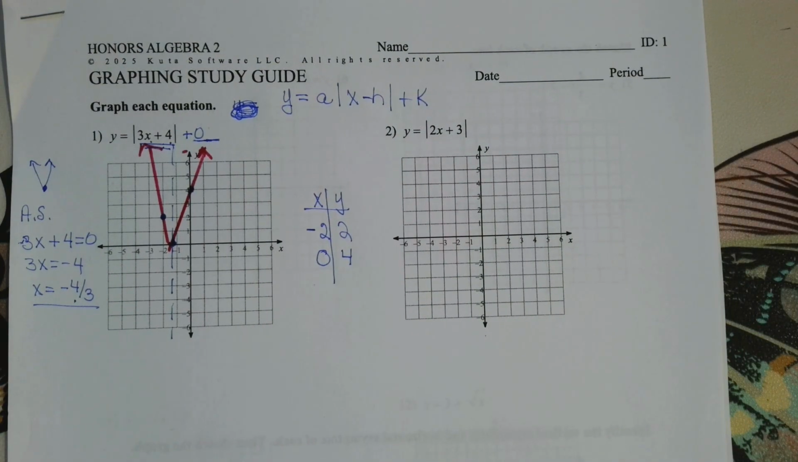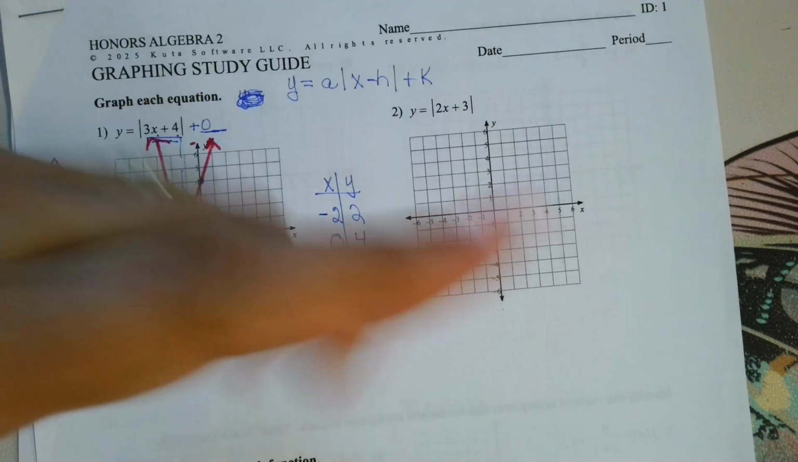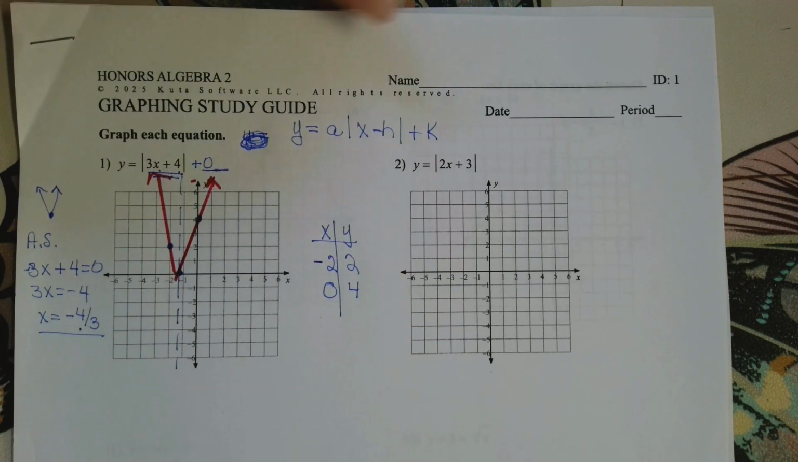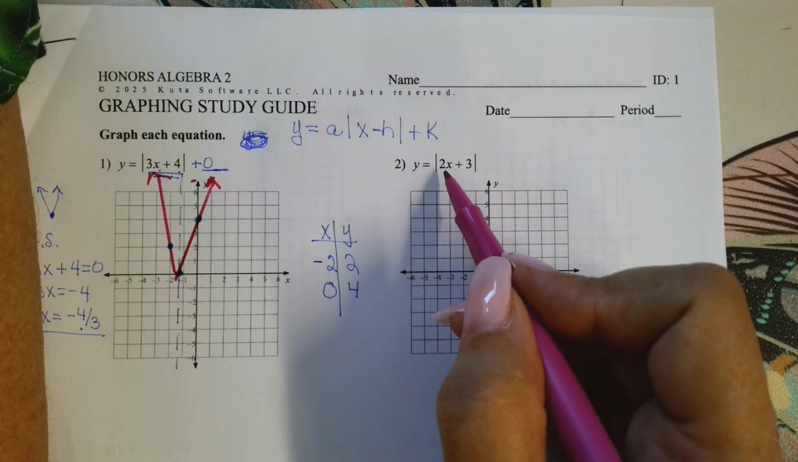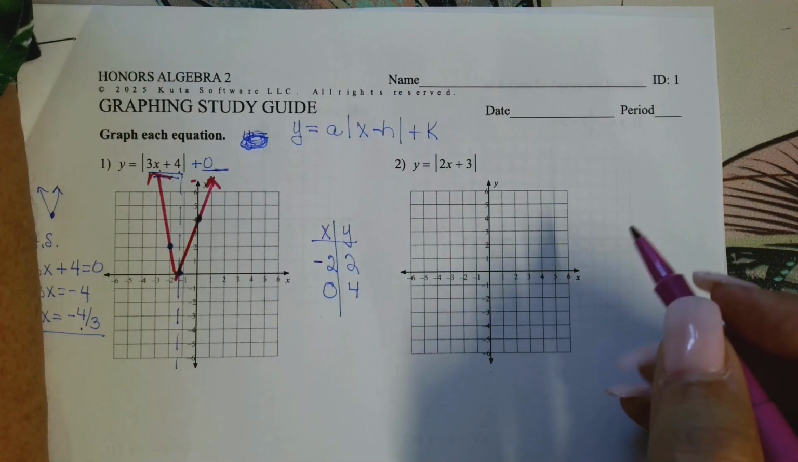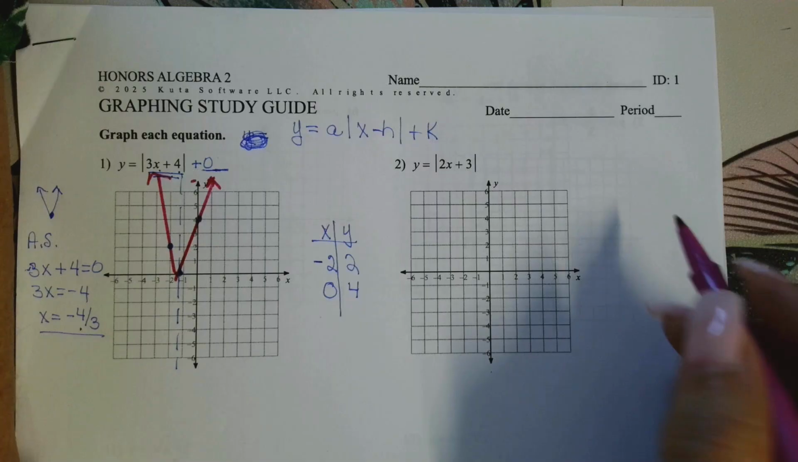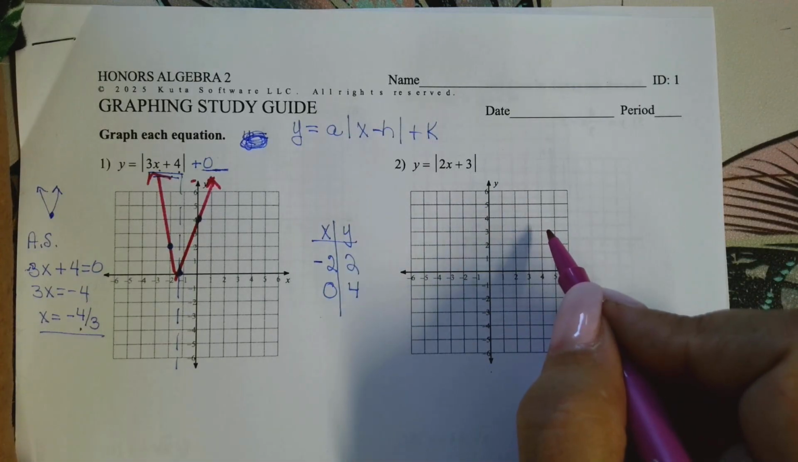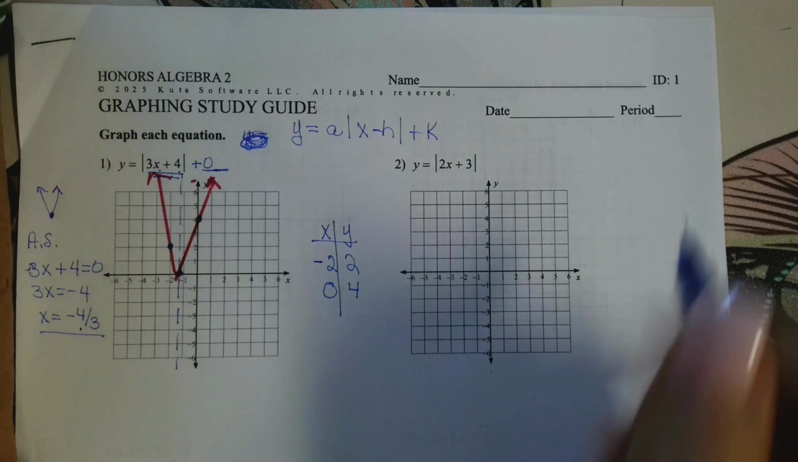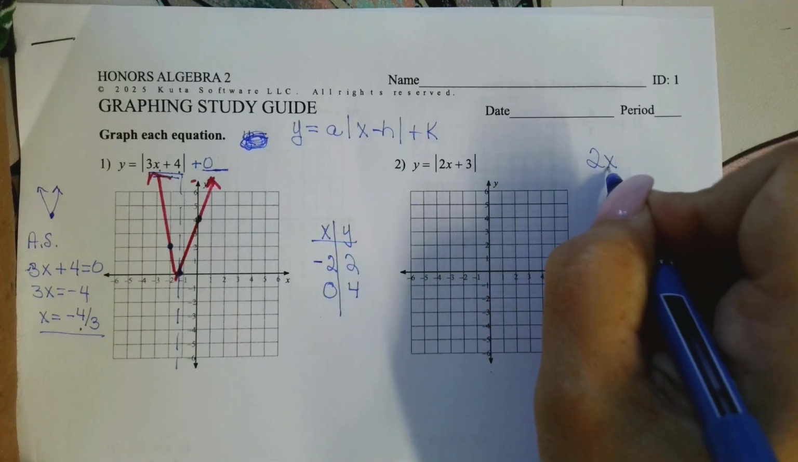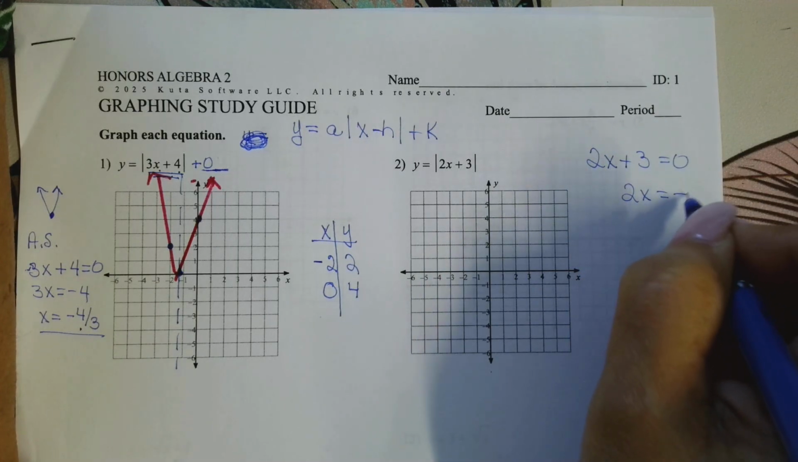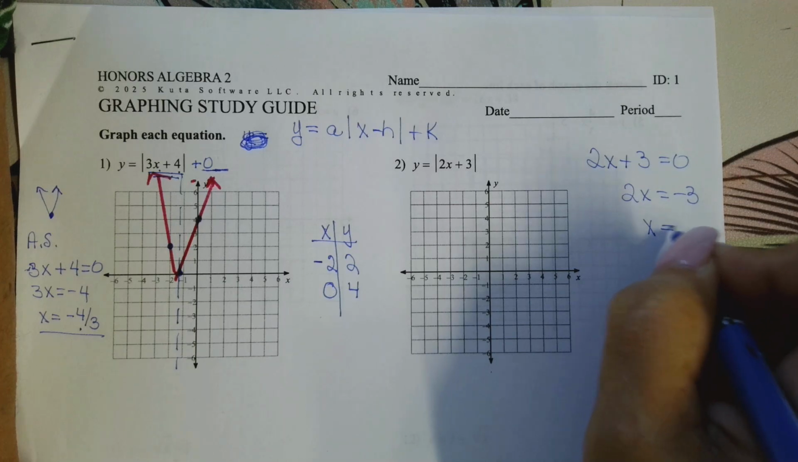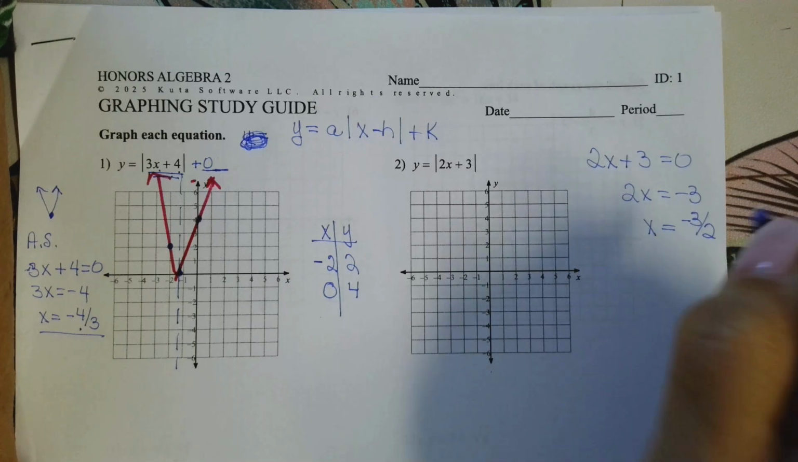All right, let's take a look at number 2. Once again, this one is not shifted up or down, so that's kind of nice. This is moved 3 units to the left, and there is a horizontal shrink by a factor of 1/2, in case you wanted to know. So let's take a look. What makes 2x plus 3 equal to 0? That would be 2x equals negative 3, x equals negative 3/2.